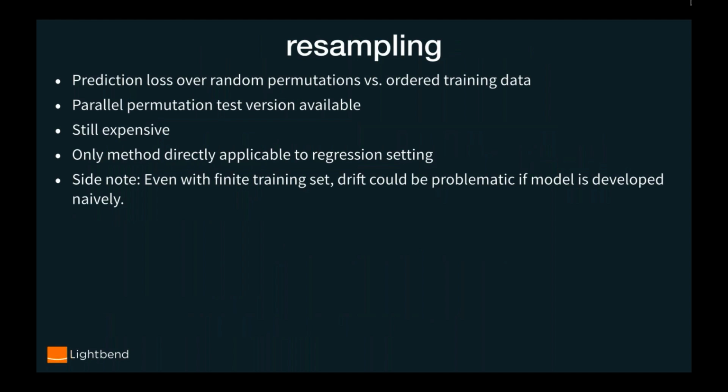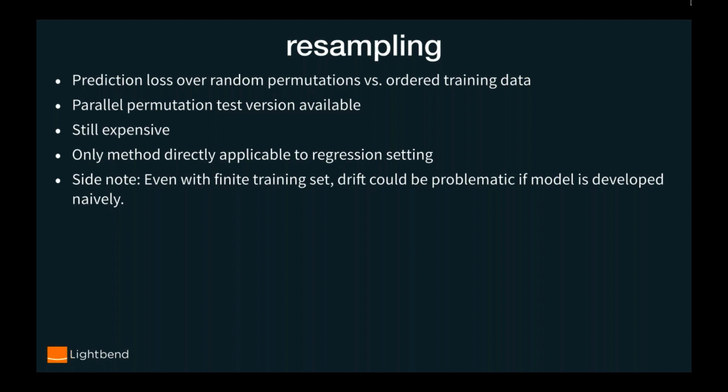Resampling uses prediction losses rather than the classification losses. Now, prediction loss is slightly more general, and it compares the prediction loss over random permutations of the data versus the ordered training data. The idea is, if the random permutation is causing performance degradation, there is clearly structure within the order of the data. Hence, it's susceptible to drift.